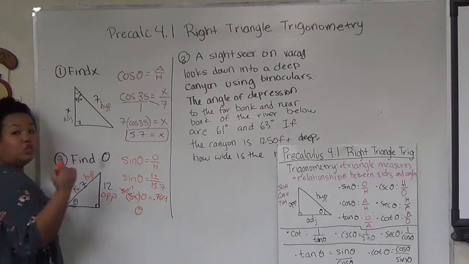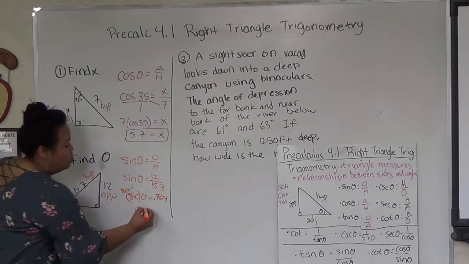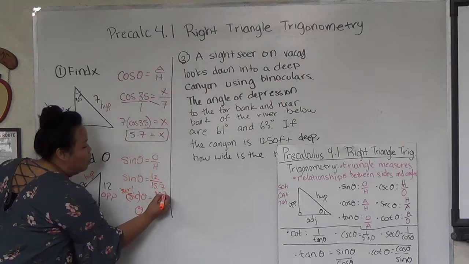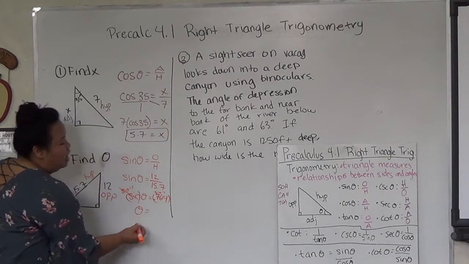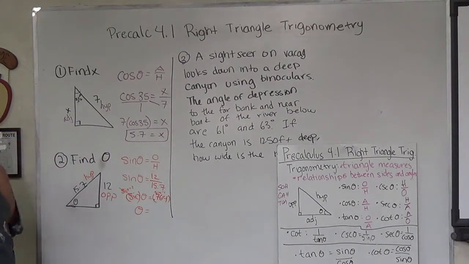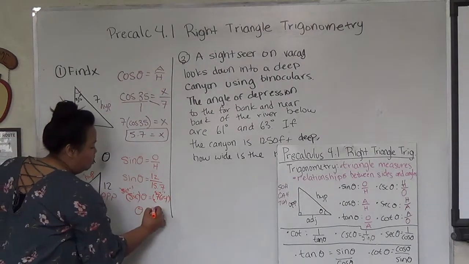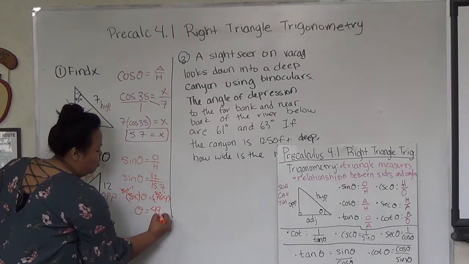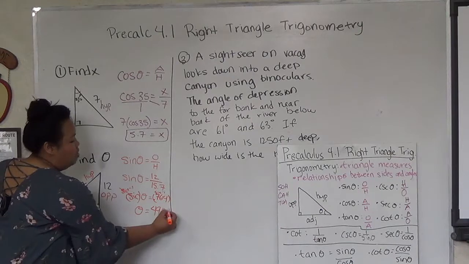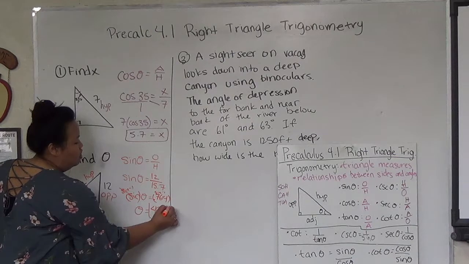theta. And what I do to one side, I have to do to the other. So I have to do sine^-1 of this. What is that? It is 49.84. To the 10th place, 49.8. Now, because this is theta, my answer is in degrees.